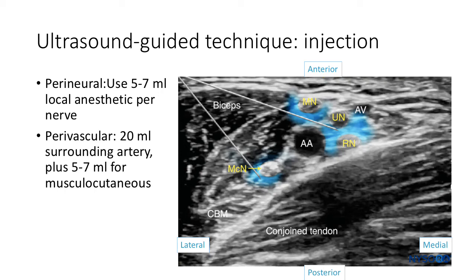Both of these approaches work. Targeting the nerves may have a higher risk of causing neuropathy. Targeting the artery may have a higher risk of causing vascular puncture and local anesthetic systemic uptake. In either case, the musculocutaneous nerve must be blocked separately, and in either case, about 5 to 7 milliliters of local anesthetic will be used per nerve.